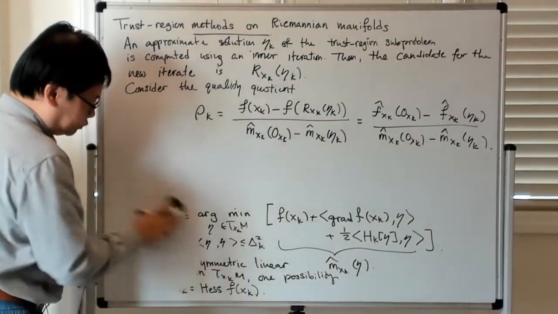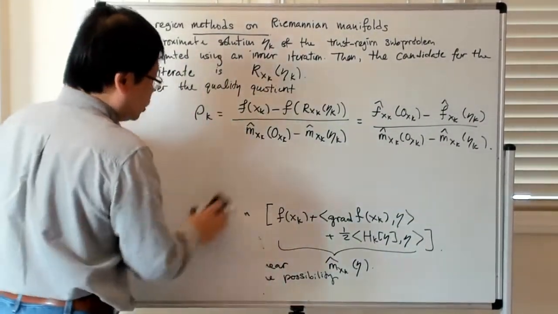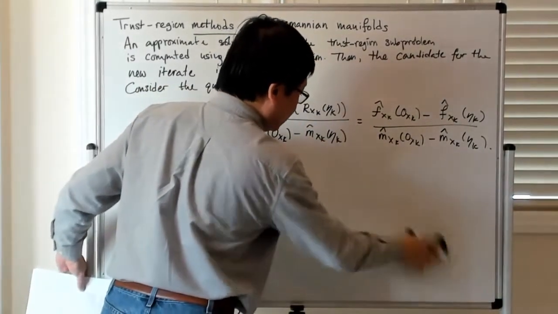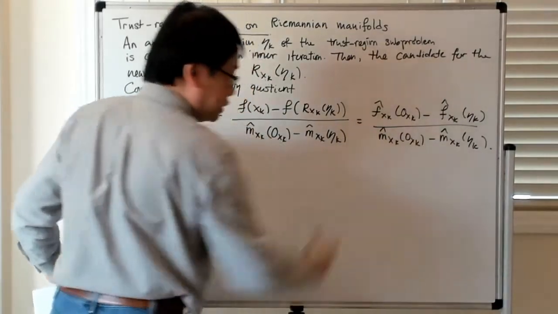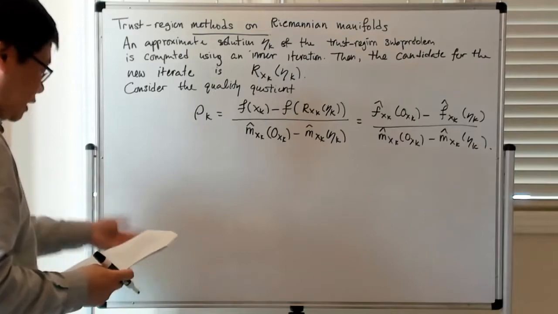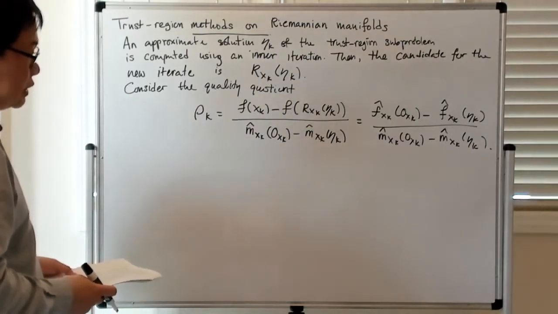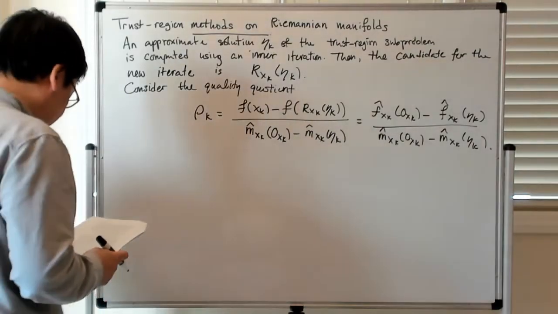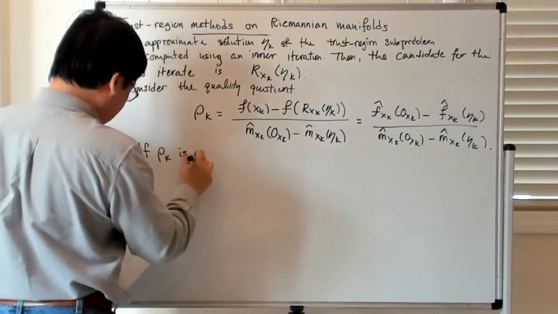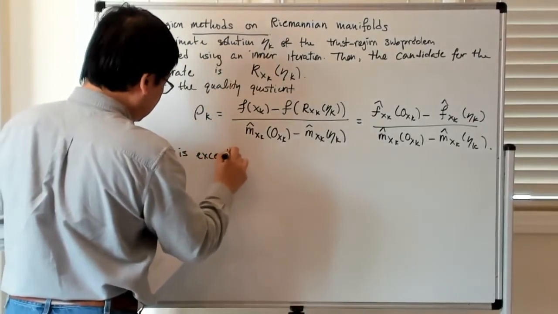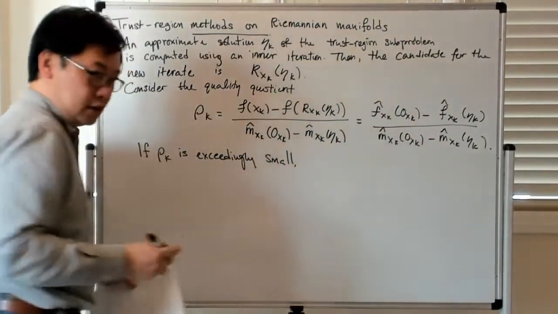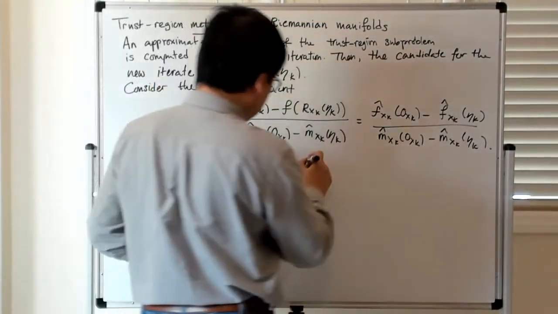If that's large, that's saying that the actual descent in the cost function is much greater than what you would have predicted from the quadratic model. And if it's very small, the actual descent in the cost function is much less than what you would have predicted. So if rho k is exceedingly small, then the quadratic model is very inaccurate.